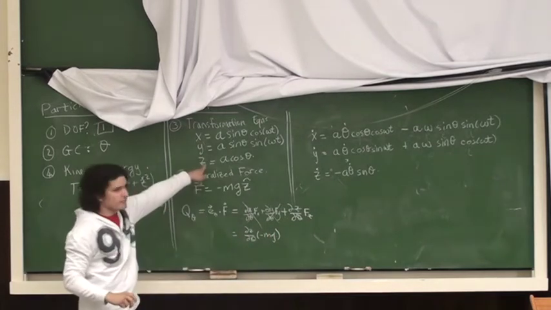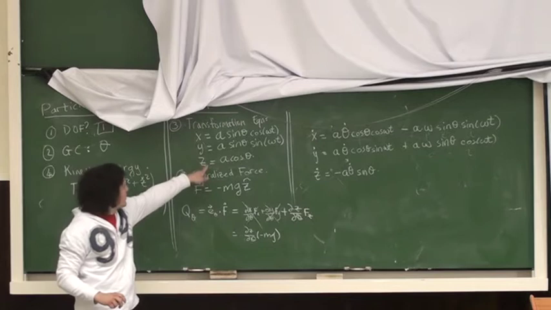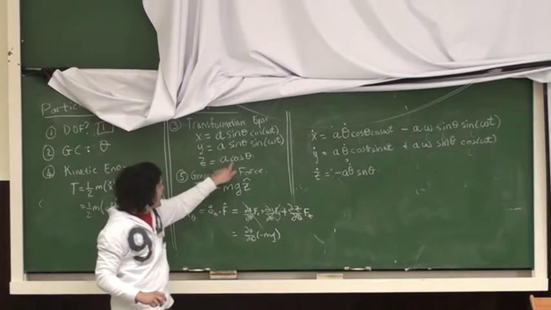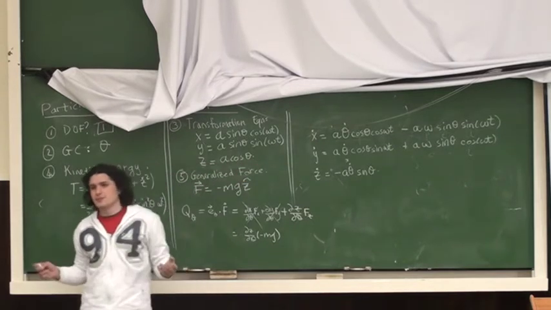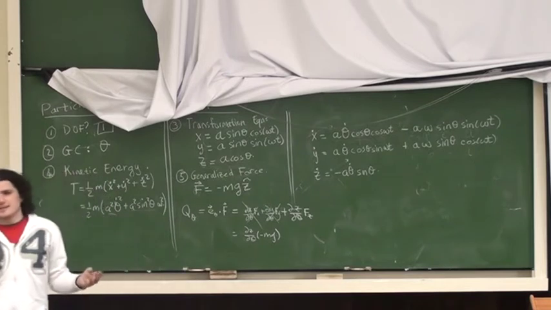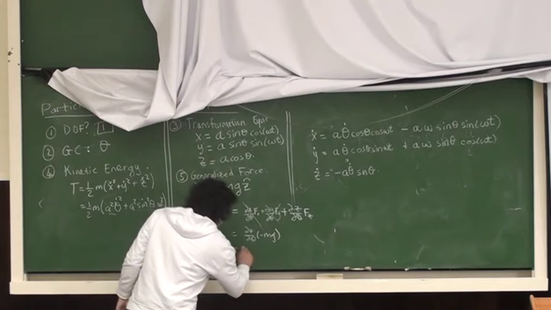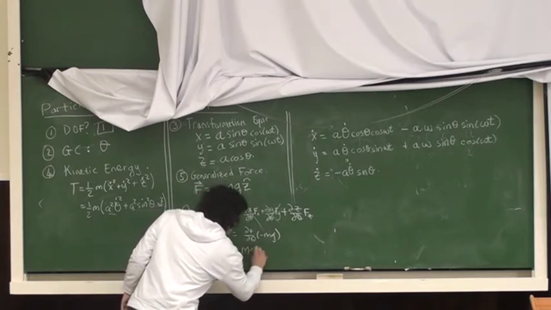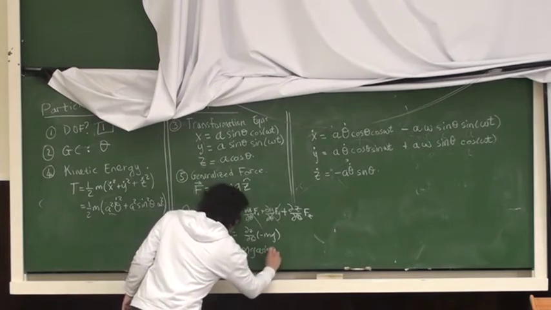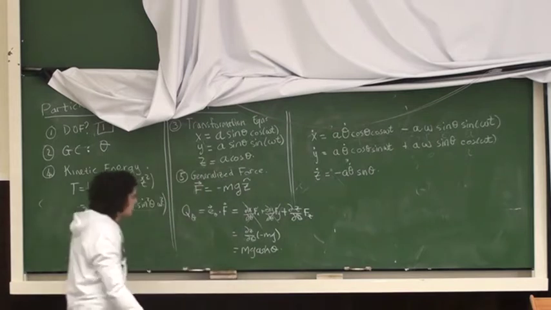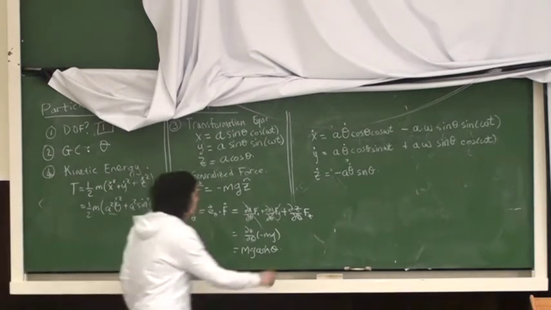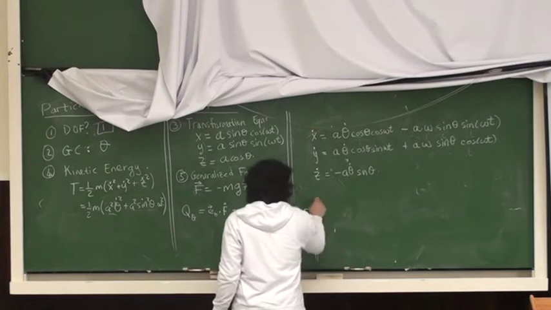Well, we can look at the transformation equation to figure that out. The transformation equation says z is a cos theta. If I differentiate it with respect to theta, I'll get minus a sine theta. The minus is cancelled, and that just looks like mg a sine theta. Okay, so I've got my generalized component force.